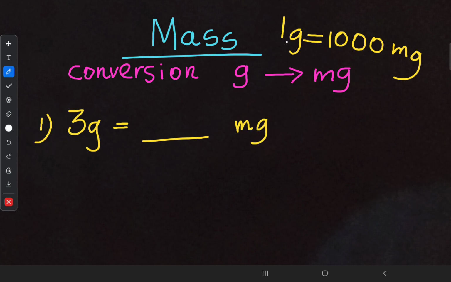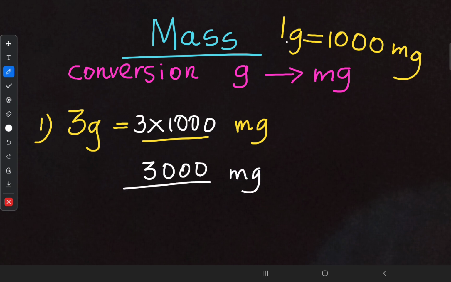1 gram is 1000 milligrams, so 3 grams should be 3 times 1000. You have to multiply 3 by 1000, so that will give you 3000 milligrams. This is the way you do conversion from grams to milligrams.